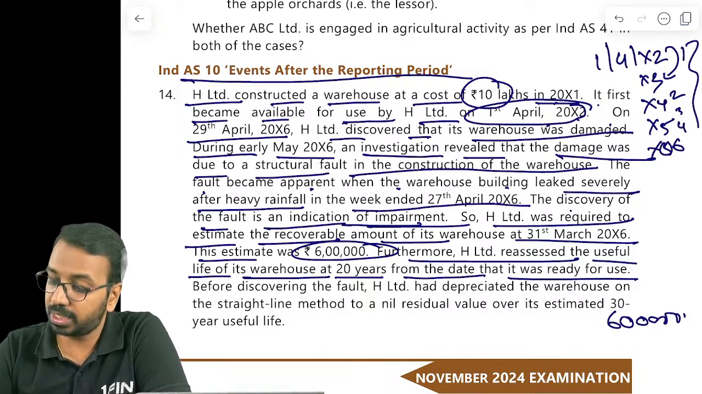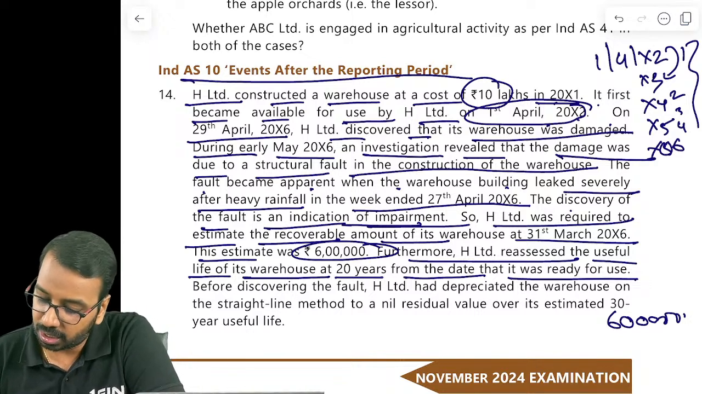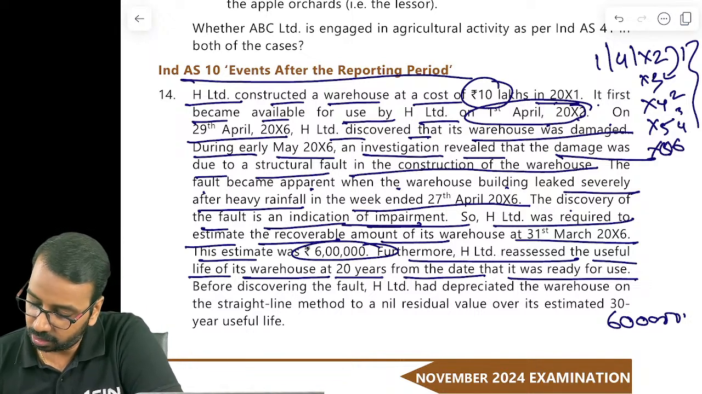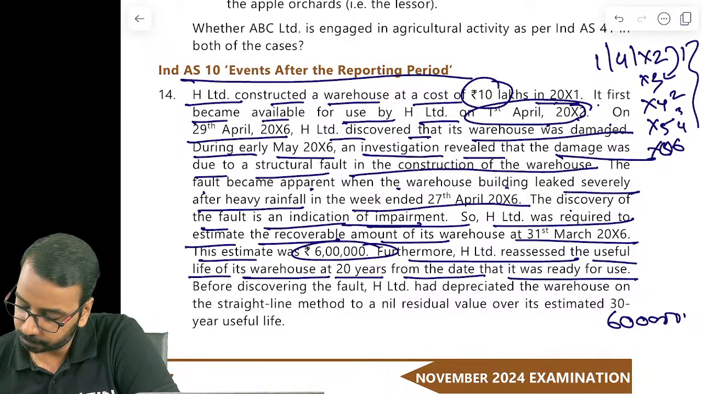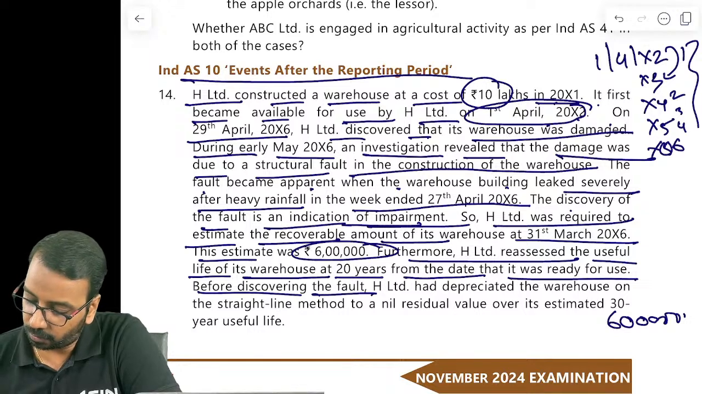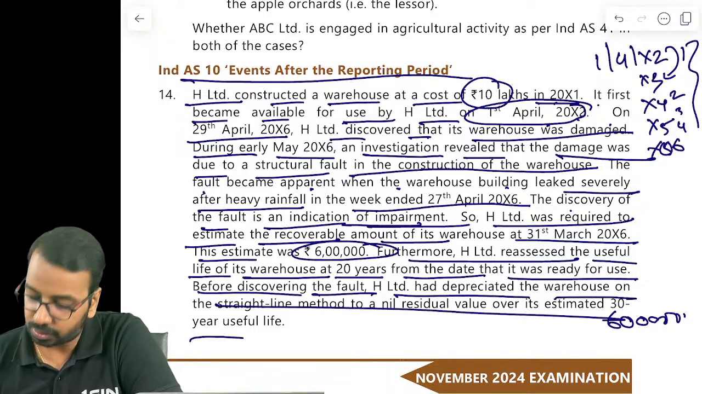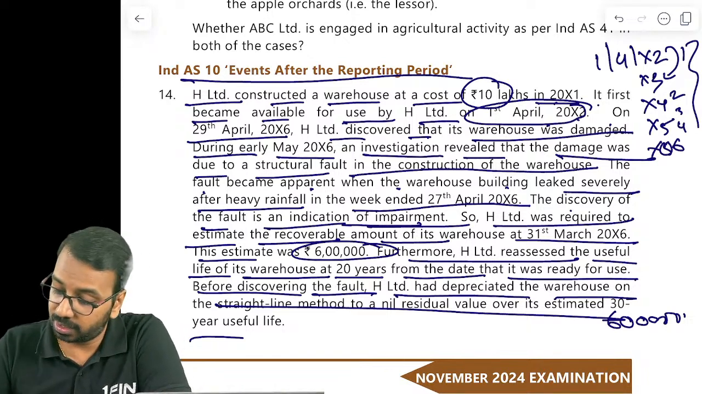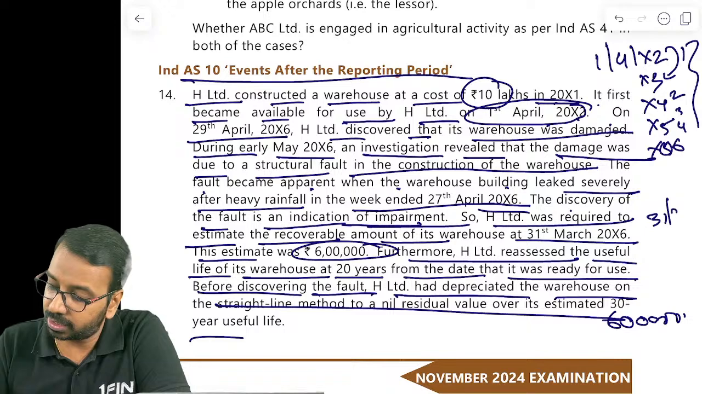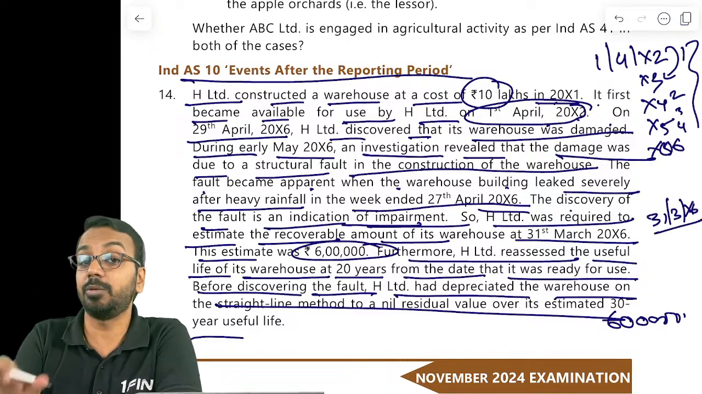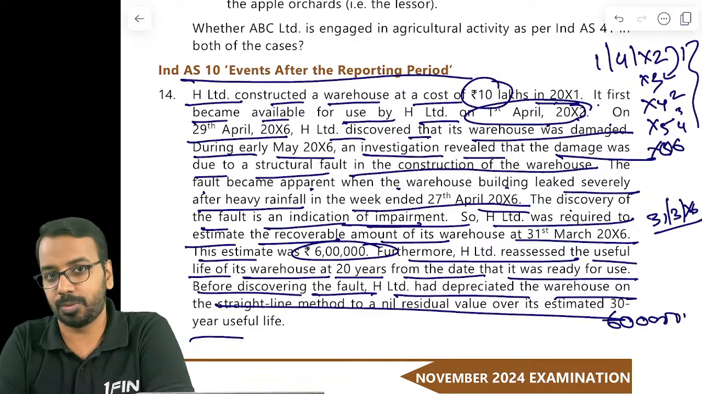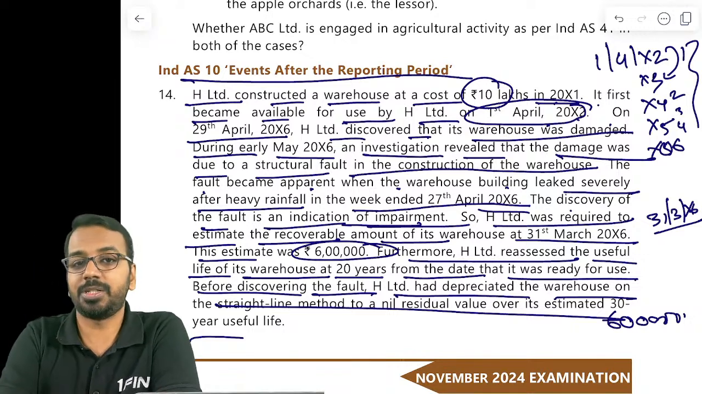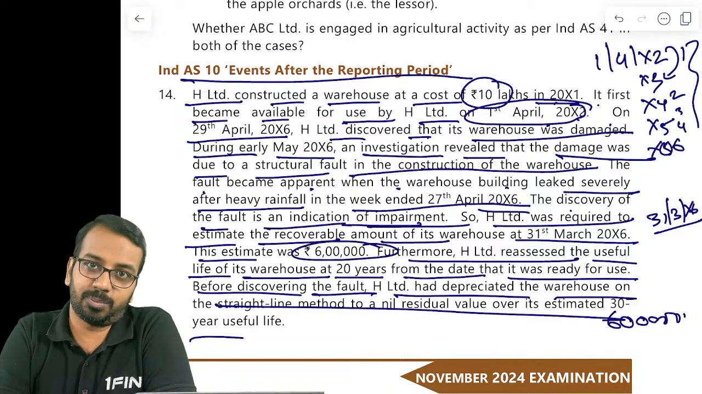Okay. So for the first 3 years, you will charge depreciation considering that it has a useful life of 30 years, before discovering the fault. So before means in the first 3 years before this event happened. So when did the event happen? Year 6. So when you are adjusting the 31st March of year 6 balance sheet, in that year you will consider 20 years for depreciation purpose. But before that, whatever depreciation has been charged, you will consider 30 years. Okay.